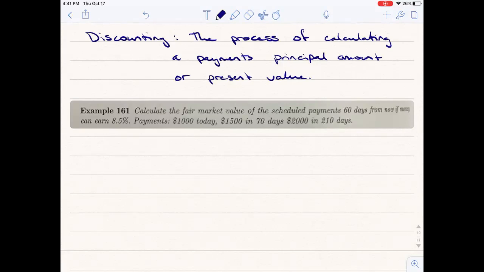So here we really have to keep our wits about us for the timeline, right? But if you start by figuring out how many dates you're dealing with, then you can draw your timeline, put your ticks on, and then you can weed out information. If we read this, we've got a payment today, a payment in 70 days, and a payment in 210 days. But we want to know how much this is worth 60 days from now. And so we've got 4 ticks again.